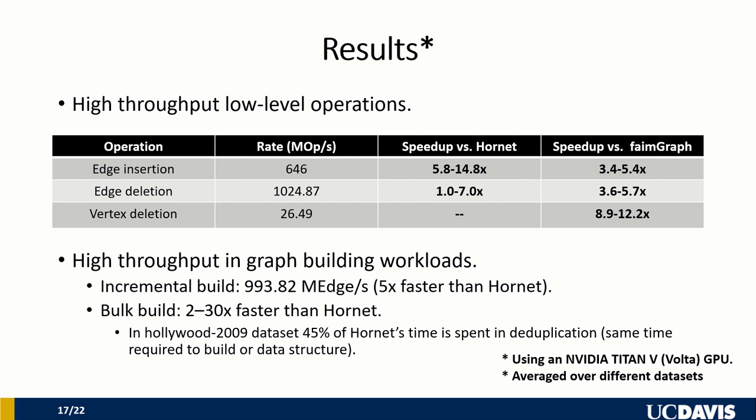Here we compare the performance of the low-level operations, and we see that using hash tables allows us to outperform the list-based techniques, and we see speedups in all of the low-level operations. And for the workloads of building the graph, we see speedups in both of the scenarios: incremental build, where our performance is 5 times faster than Hornet, and bulk build, where our throughput is up to 30 times faster than Hornet. And an interesting note here is that Hornet spends almost half of its time for this dataset just making sure that the graph contains unique edges, which is the same time that we actually need to build our whole data structure.